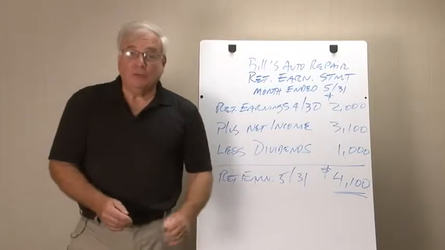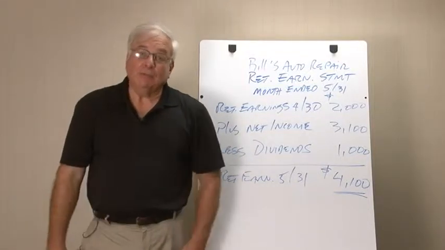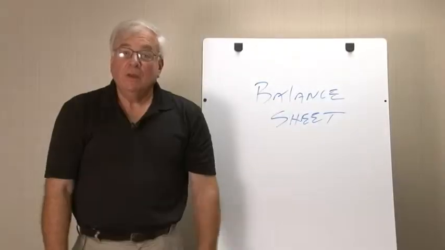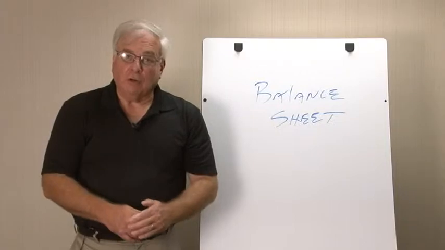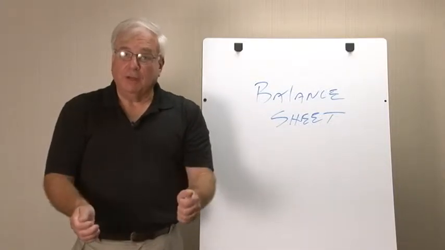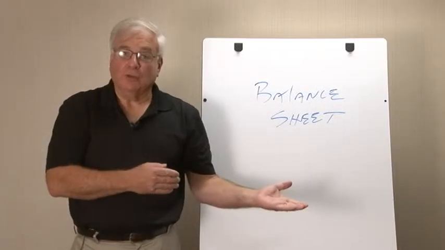So why did we do that one second? Because we're going to need that information when it's time to do the balance sheet for Bill's. So far we have made use of revenue and expense accounts to do the income statement, the dividend account to do the retained earnings statement.